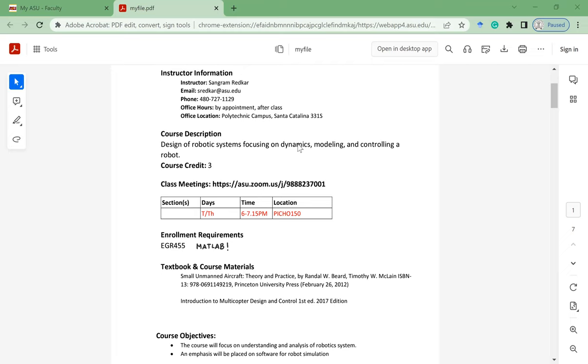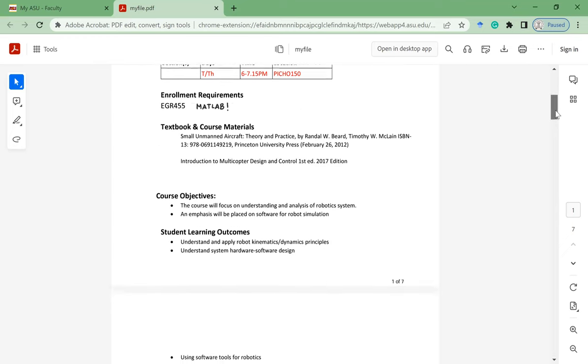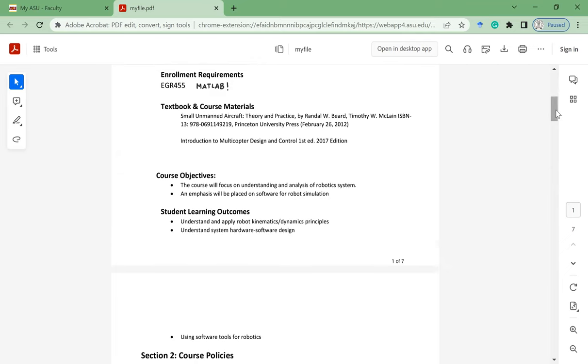So even though you may not have background in aerospace, I will give you all the material that you need to understand the fundamental concepts of aircraft design and structures. It's very straightforward.